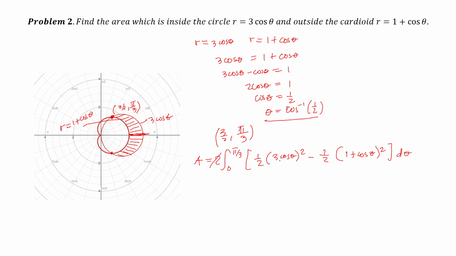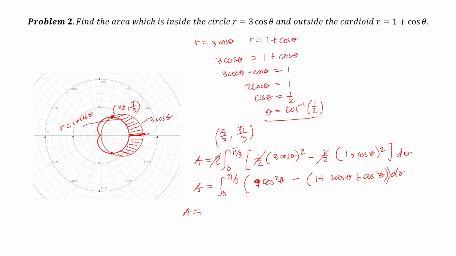We could cancel this part because we have 2. Area is equal to, from 0 to pi over 3, 9 cosine squared theta minus 1 plus 2 cos theta plus cosine squared theta d theta.